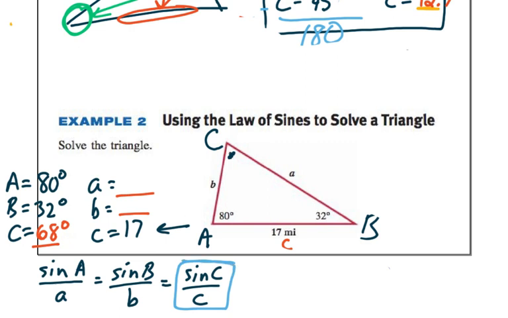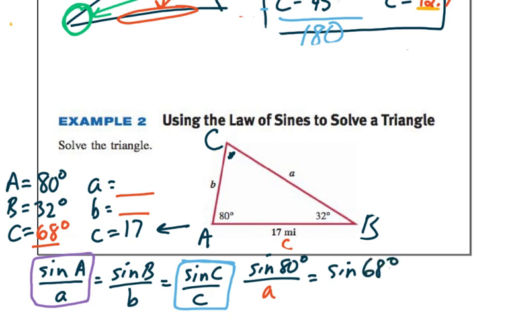In order to solve for side A, I should use this one here. I should use sine A over A because I have angle A. All right, so I'll set those equal. I have the sine of angle A over side A, which I don't know. And I'll use my red again. Equals, how about the sine of angle C, which we found in our final answers to be 68 degrees, over side C, which is 17.